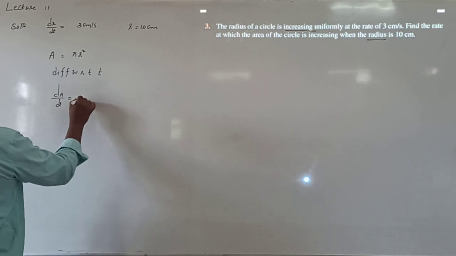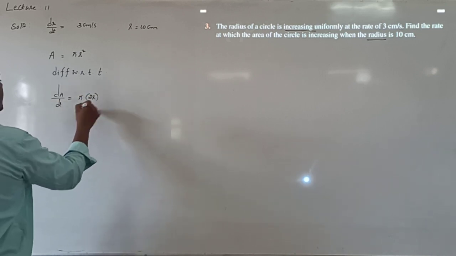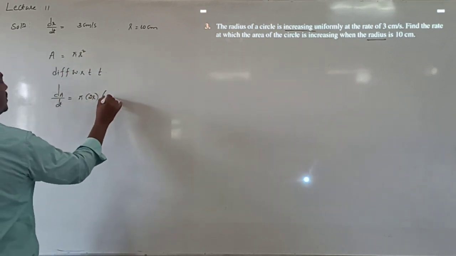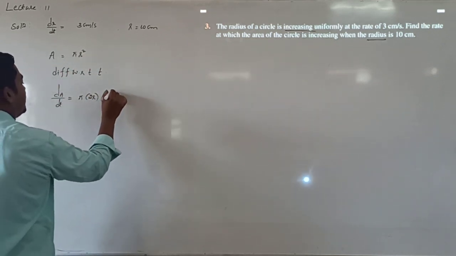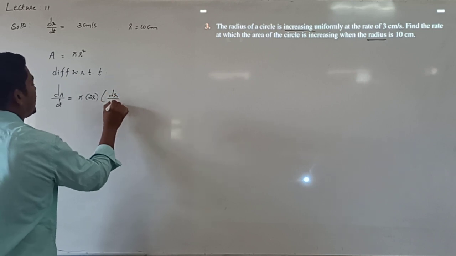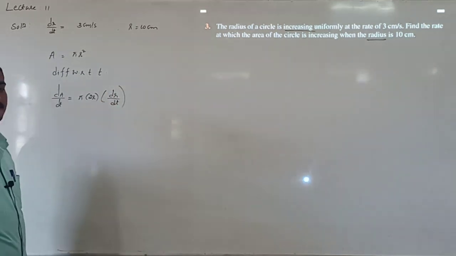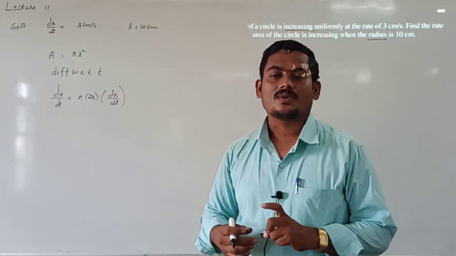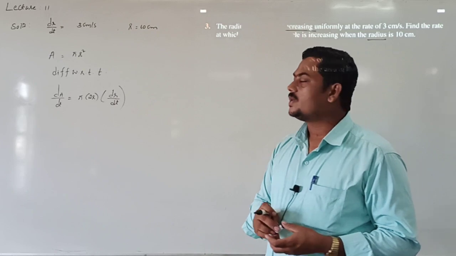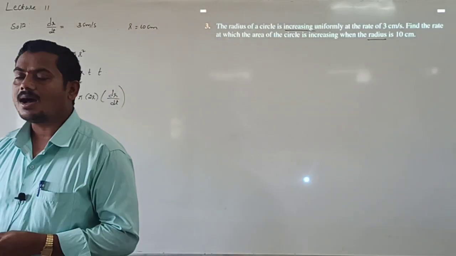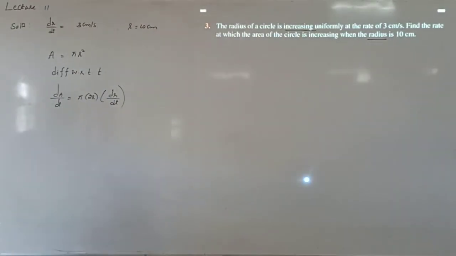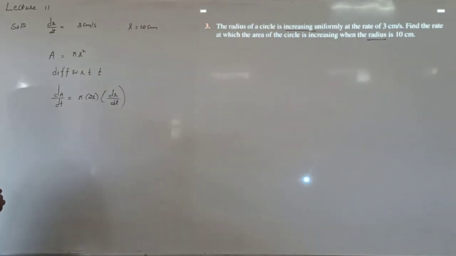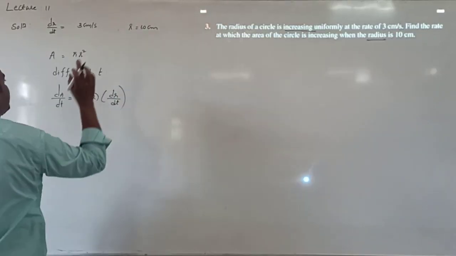Is equal to pi into 2r. Pi as it is, r square differentiation is 2r into dr by dt, because we are differentiating with respect to t. If you differentiate with respect to r, then simply write 2r only. If you differentiate with respect to t, then use the chain rule. Then r differentiation with respect to t is dr by dt. After getting dA by dt, put the r value 10 centimeter.